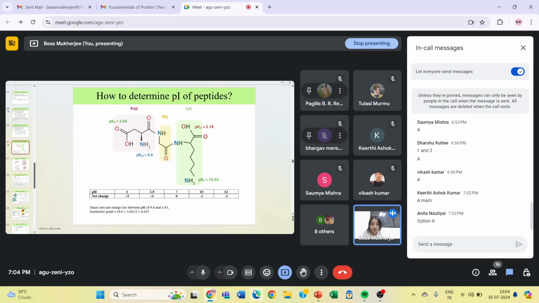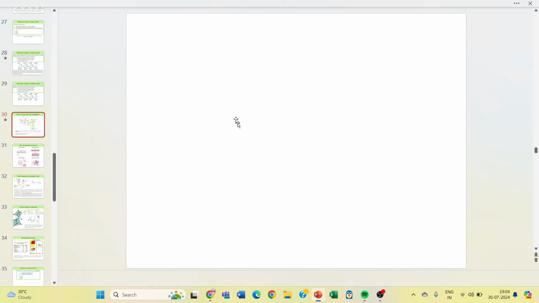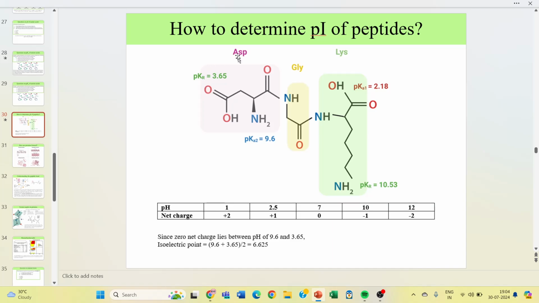This particular group, this carboxylic group, gets deprotonated. Then what happens? The net charge is plus 2 here and minus 2 here, and so the net charge is 0. Then at a pH of around 10, which is more than this particular group's pH, this gets deprotonated, so the net charge is now minus 1, and finally this gets deprotonated, so the net charge is then minus 2.